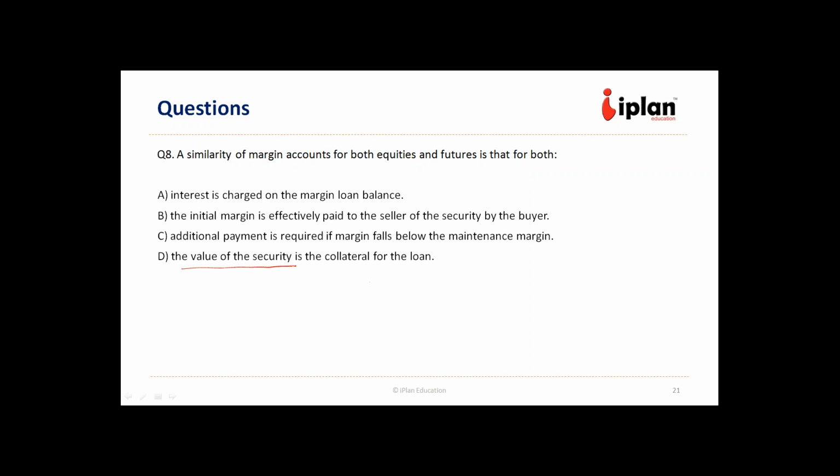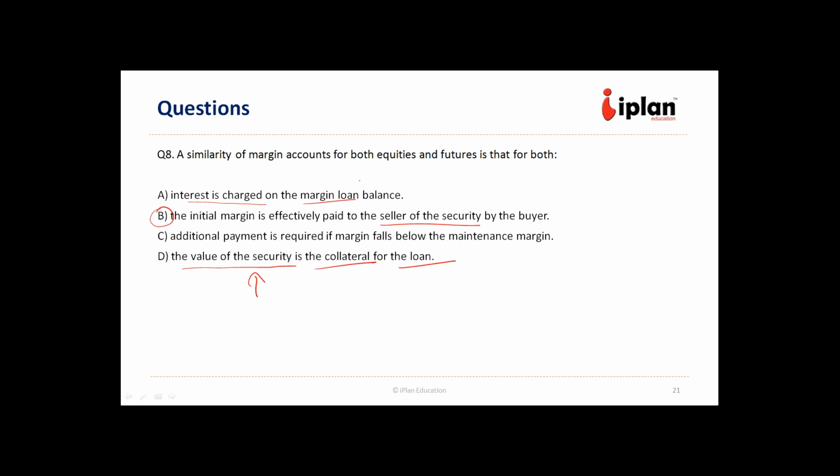Now this can be done. You can put the security as collateral for the margin, and you can take a margin loan against that. So this is not the case here. The initial margin is actually paid to the exchange, not the seller of the security. Both parties deposit it with the stock exchange or the clearing member set by the stock exchange, or the broker. This is not given by the buyer to the seller in a futures contract. And interest is obviously charged on the margin loan balance.